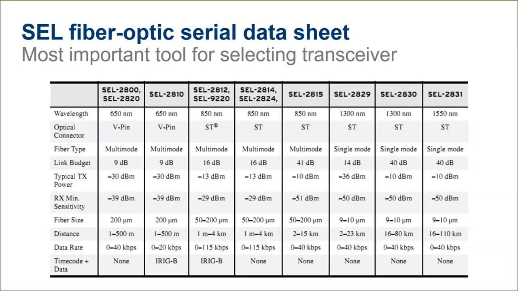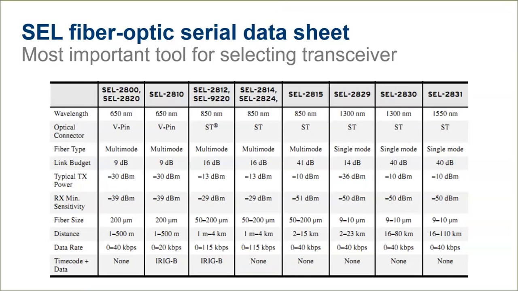Some more popular models are the SEL-2812, the 2814, and the 2815. These are 850 nanometer multi-mode transceivers with that ST connector. Keep in mind that the SEL-2812 and 2814 can transmit between 1 meter to 4 kilometers, and the SEL-2815 can transmit between 2 to 15 kilometers. The SEL-2812 also offers an IRIG-B transmission.